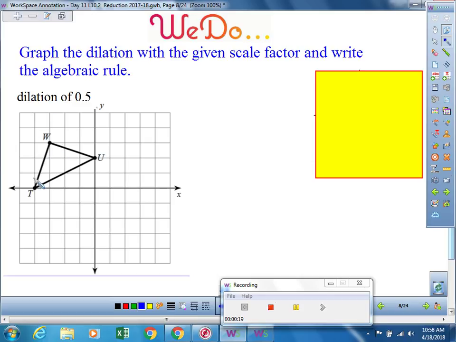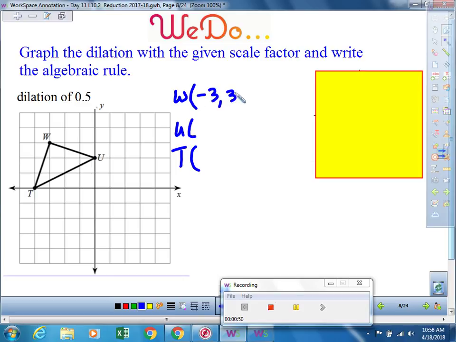And it's the same exact process. What are we going to do? We're going to write the ordered pairs. So W, U, T. What? So W is what? -3, 3? U, 0, 2. And T is -4, 0.